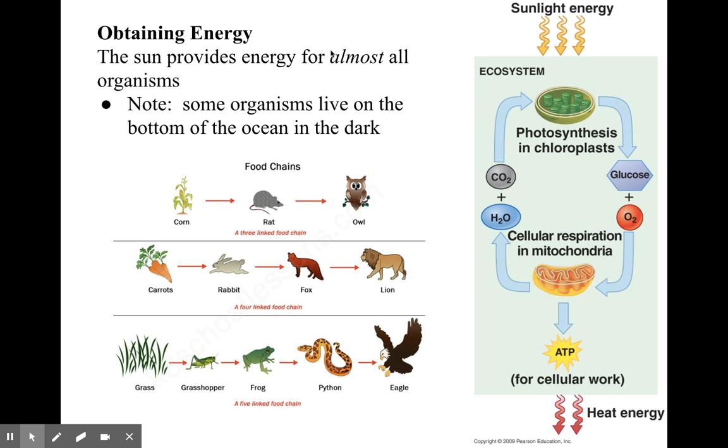Now, notice I said almost all, so we will acknowledge that there are organisms that live at the bottom of the ocean in the complete dark. That means they don't do photosynthesis. They do something called chemosynthesis, but we're not worried about that in this unit. We're just going to focus in on those that live out in the sun at the surface of the earth, and photosynthesis is what we rely on.